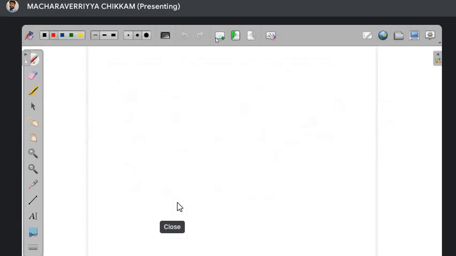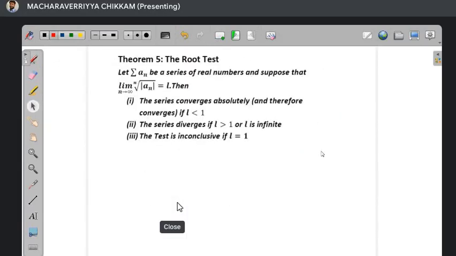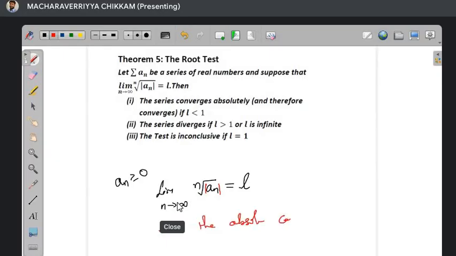So now let me show you the root test for alternating series. Generally when you take the root test, the condition is: limit as n goes to infinity of the nth root of a n equals L. So we don't take any absolute value when a n is positive. That is the original root test. But when it comes to alternating series, we take the absolute value of a n here. And you conclude that if L is less than 1, then it is absolutely convergent. If L is greater than 1 or infinite, then it is divergent. And we cannot conclude anything if L is equal to 1. So this is the root test for alternating series.